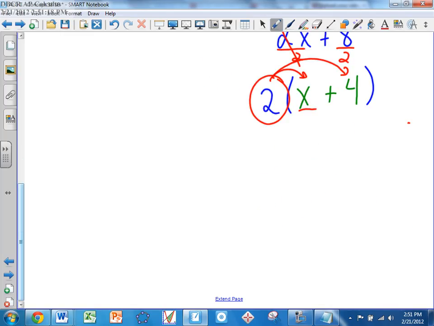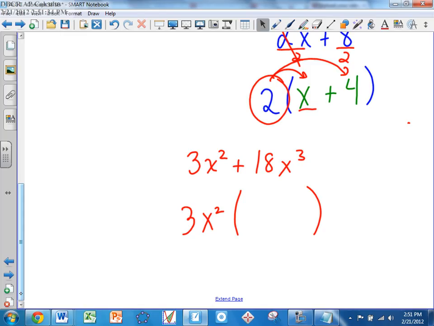What if I have... What about this one? 3x. 3x squared. Notice, you can take a 3 out of the numbers, so you start with the numbers. 3 and 18 are both divisible by 3. That's good. Then we go on and say, what can go into x squared and x cubed? Well, x squared is in both of them.